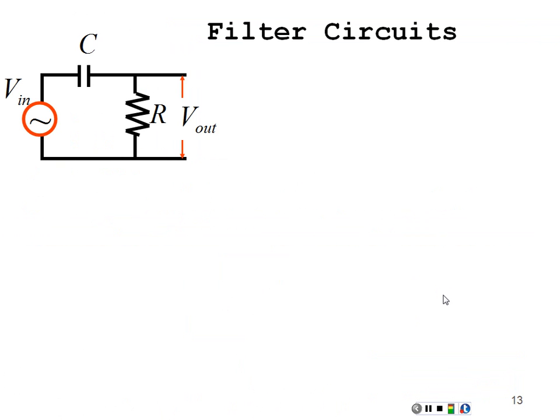The third special topic for this lecture is filter circuits. Consider this circuit where we have an AC source, we have a capacitor and a resistor in series, and our output is going to be across the resistor.